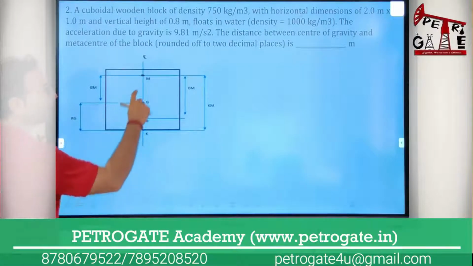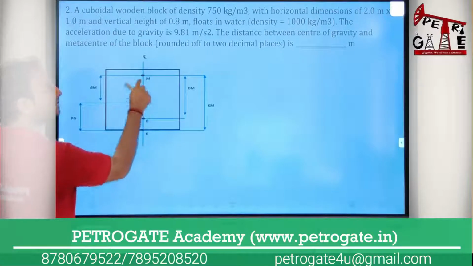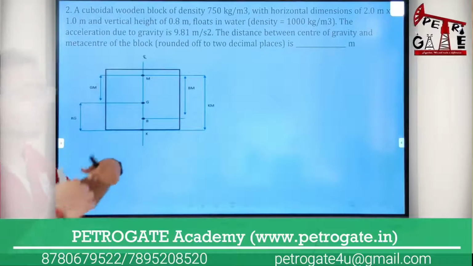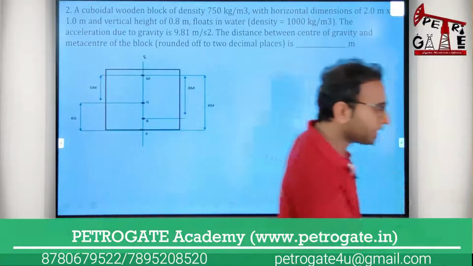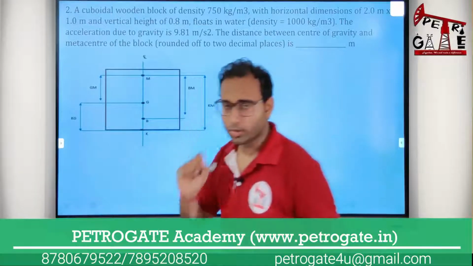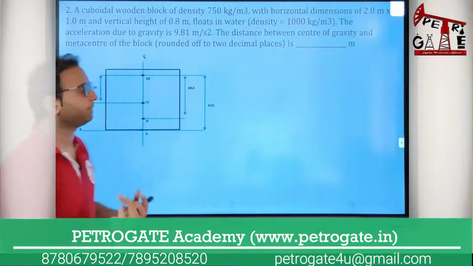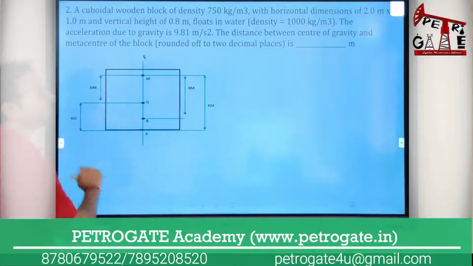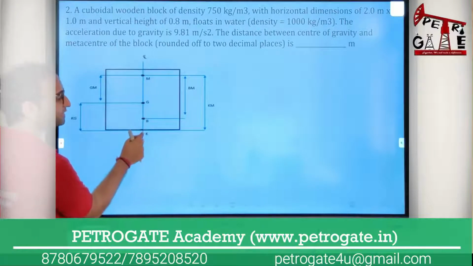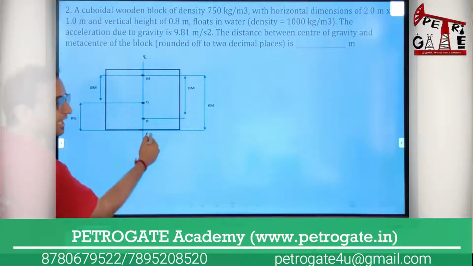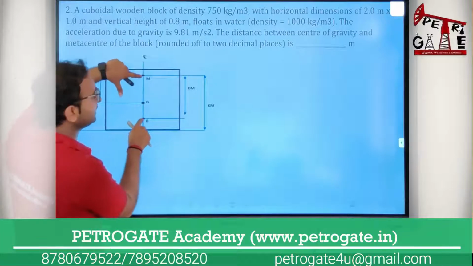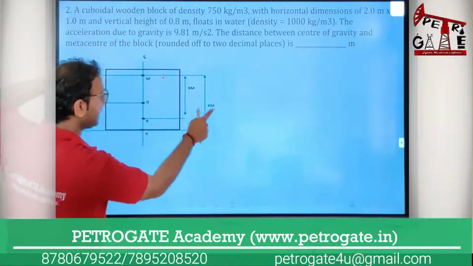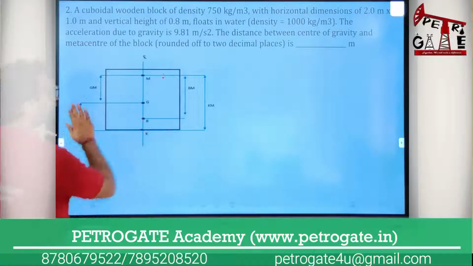So if I want to find this distance, this is called GM. Every distance, whatever I am writing here, wherever you see these lines written, they are always read from bottom to top. If you measure this distance, you will see this is your GM. If you measure this distance, this distance will be KG, not GK. This distance will be BM. This distance will be KM. This distance will be KG. Okay, so I think you got it.